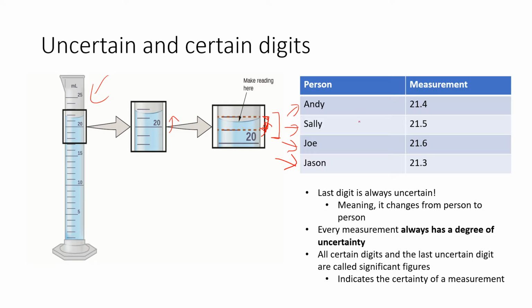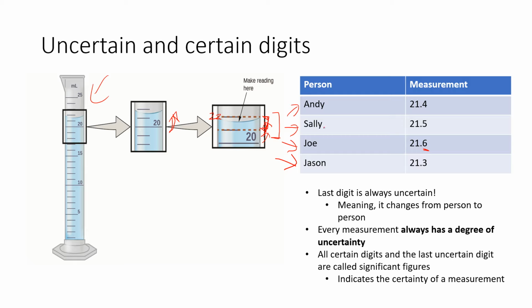Sally says that it's 21.5. Sally also sees that the water is definitely above 20 and the water is definitely above 21, but she's not sure from there. So she says it's 21.5. She thinks the water midline is around the halfway point. Joe does the exact same thing, also gets 21, but when he comes to the last digit here, he thinks it's 21.6. And finally, Jason, exact same thing as Joe, Sally, Andy, except he thinks it's 21.3. He thinks the water is 3/10 the way up from the 21 tick to the 22 tick.